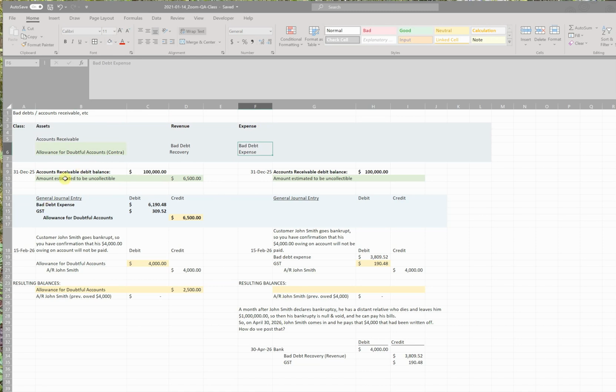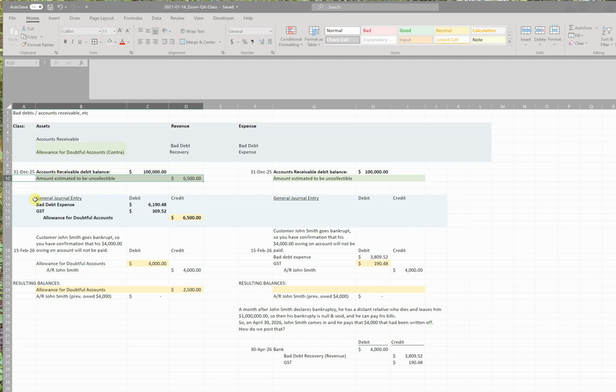Okay, so we talked about what the transaction looks like, the general journal transaction, when a company wants to have a balance in their allowance for doubtful accounts. So think of the allowance for doubtful accounts. It's a contra account. It sits on the balance sheet. So if the company has an accounts receivable debit balance of $100,000 of their customers, the sum of all the customers' balances owing to the company is $100,000. The managers say that the amount that they won't be able to collect on is $6,500.